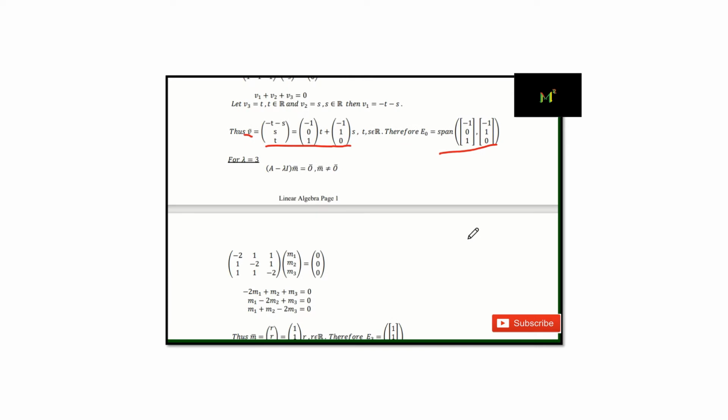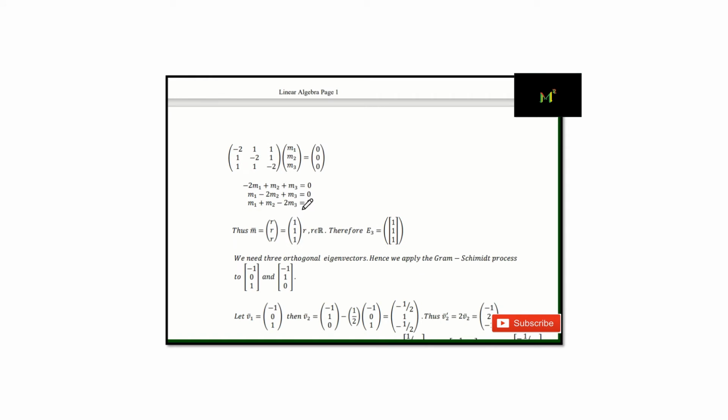Now we're going to find the eigenvector associated with eigenvalue 3. We apply the same process. You'll find that your eigenvector m is given by this. So the eigenspace for eigenvalue 3 is now given by this.